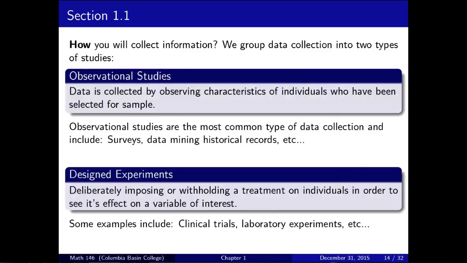Now, so you decide you're going to go out and collect some data. How are you going to actually get this information? Well, we typically group data collection into two categories: there are observational studies and there are designed experiments. And there's a big difference.